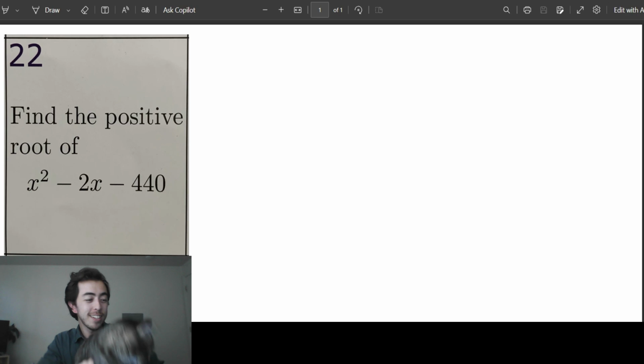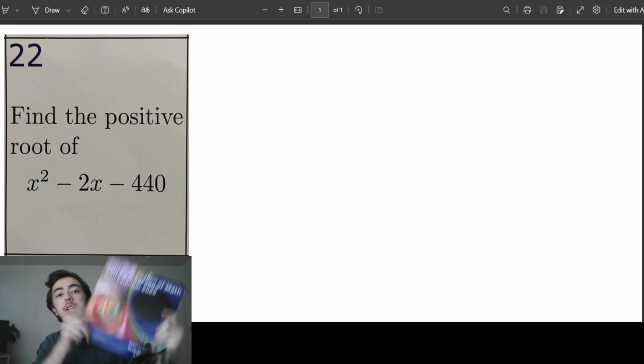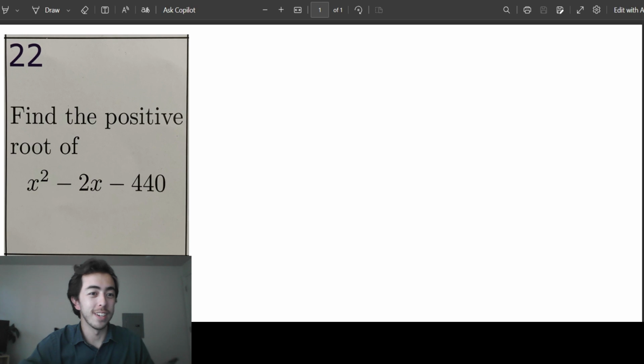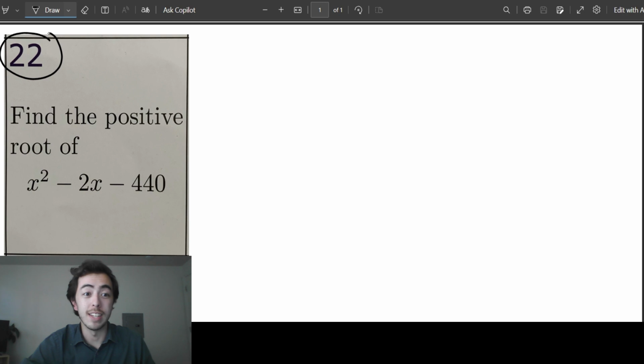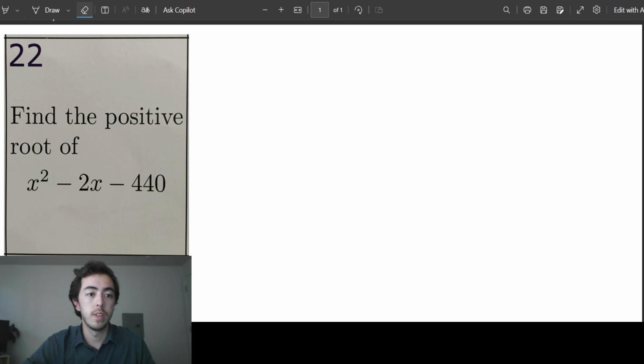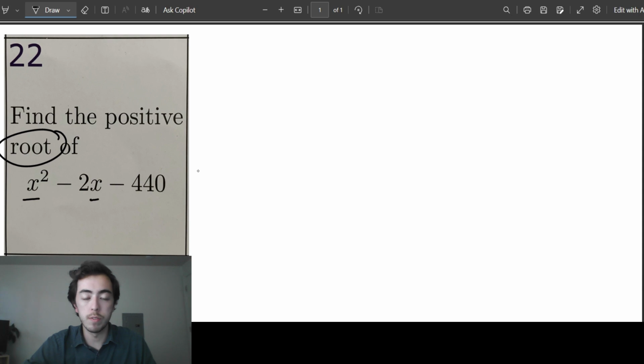Today is August 22nd, and we're solving problem number 234 from the Daily Epsilon calendar. And the answer today should be 22 because the answers for the problems from the calendar always match today's date. So we are just trying to find the positive root of this equation, which is x squared minus 2x minus 440. When it's talking about a root, that's just some kind of mystery number for x right here that we don't yet know that causes our equation to equal 0.